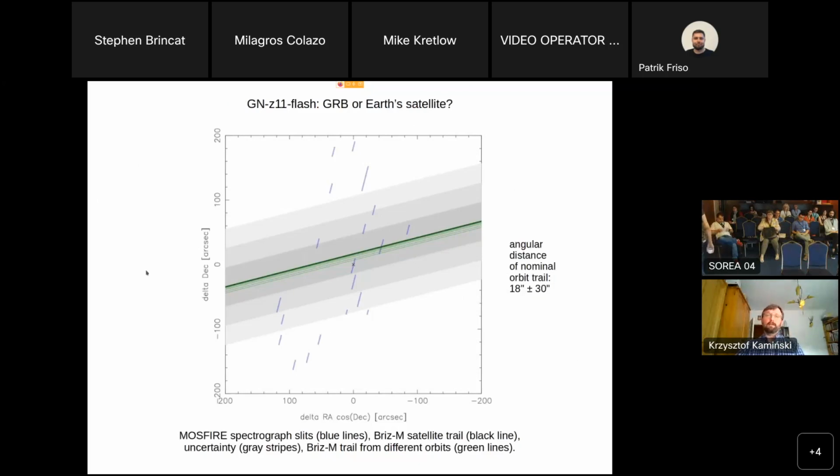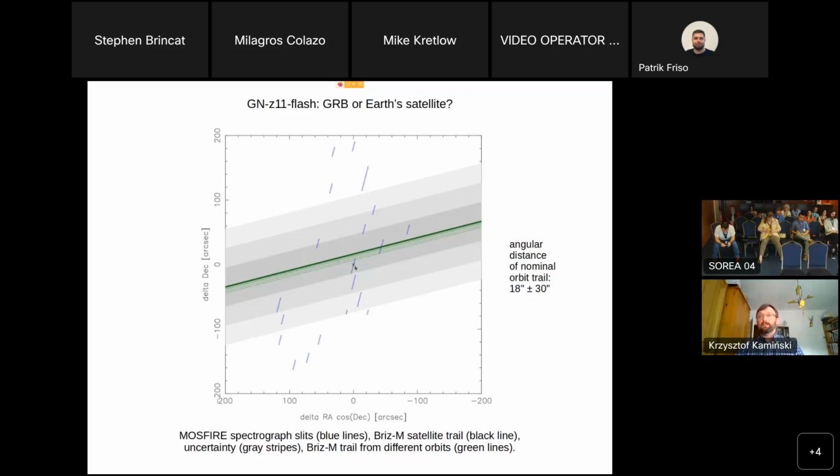And we quickly found that, unfortunately, there is an Earth-orbiting artificial satellite that could have produced a similar flash in one of the spectra. Exactly at the exposure time, one of the catalogued satellites, Breeze M, was going in the field of view of the Keck telescope. It was not going exactly where expected.